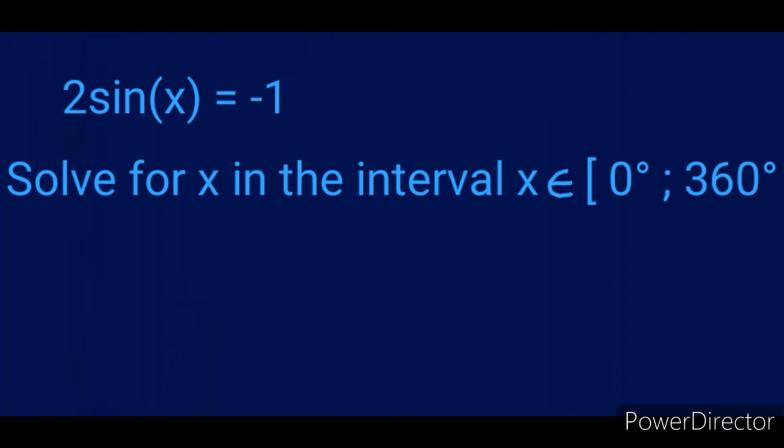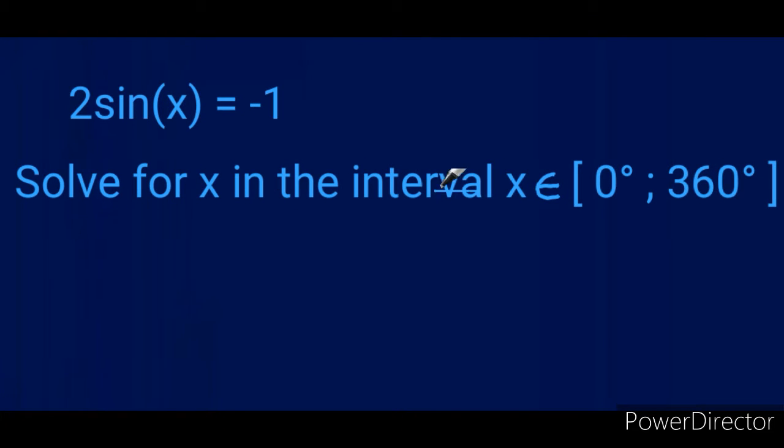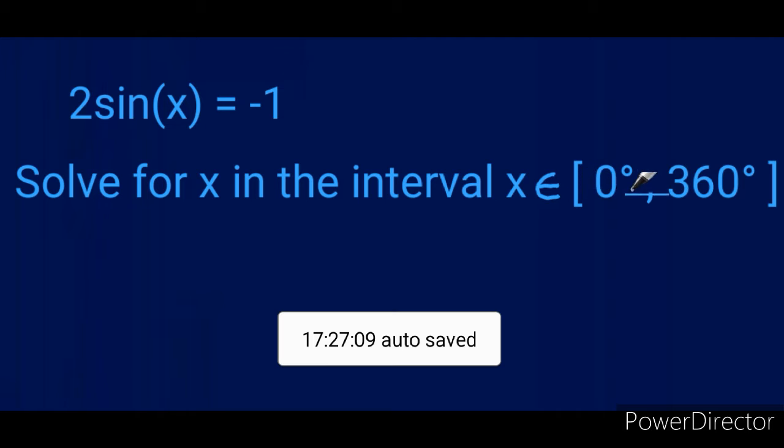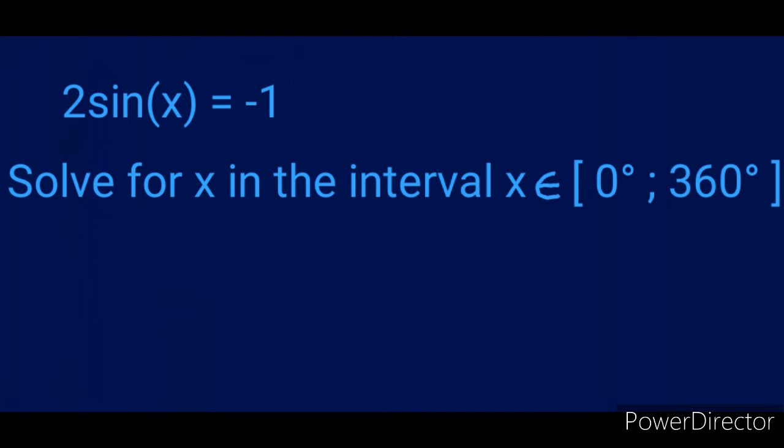Alright, let's start from the very basic level. So we're given 2 sine x is equals to -1. You are told to solve for x in the interval, x is an element of 0 until 360. So we have to find all the values of x, and the values must be between 0 and 360.